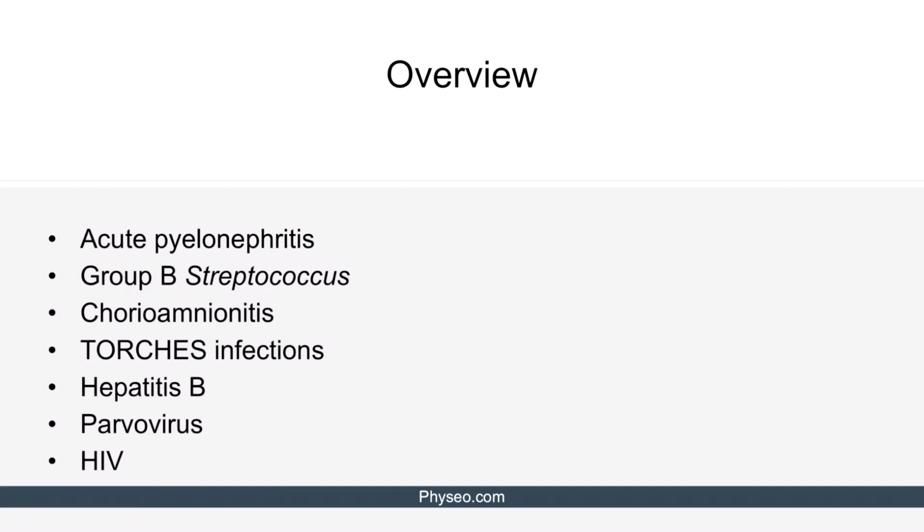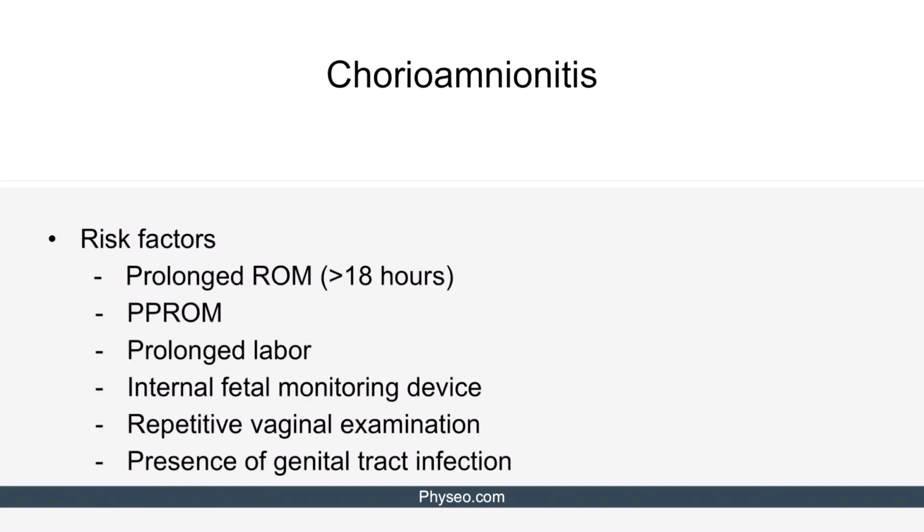Now let's wrap up with chorioamnionitis. Chorioamnionitis is also known as an intraamniotic infection. So let's talk about the risk factors first. Risk factors include a prolonged rupture of membranes greater than 18 hours. As you can see, this 18-hour mark is pretty important. After that point, there's high risk for infection with group B strep, or in this case, chorioamnionitis. Another risk factor is PPROM, which is preterm premature rupture of membranes. And then, of course, prolonged labor.